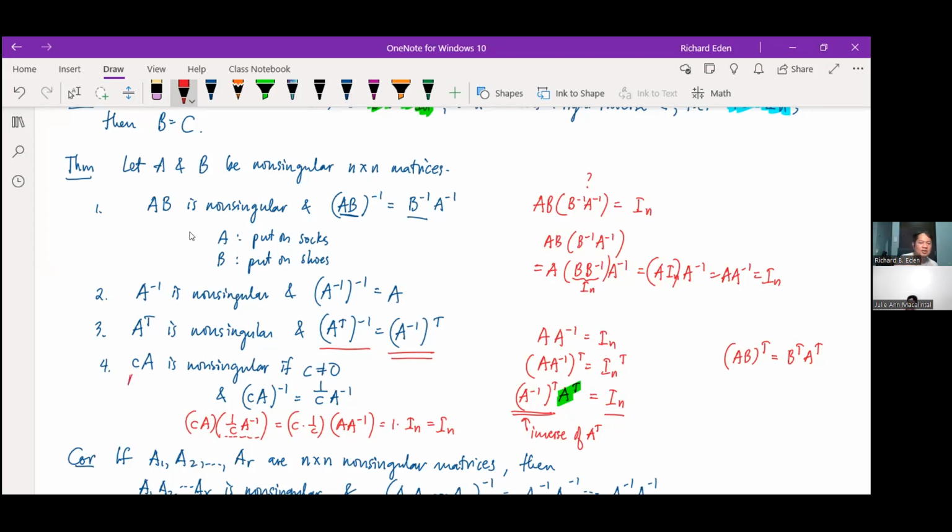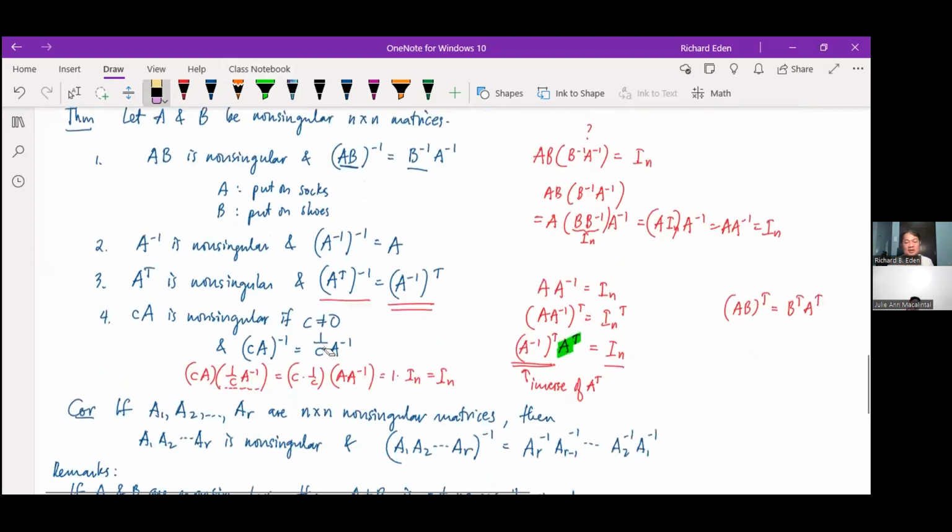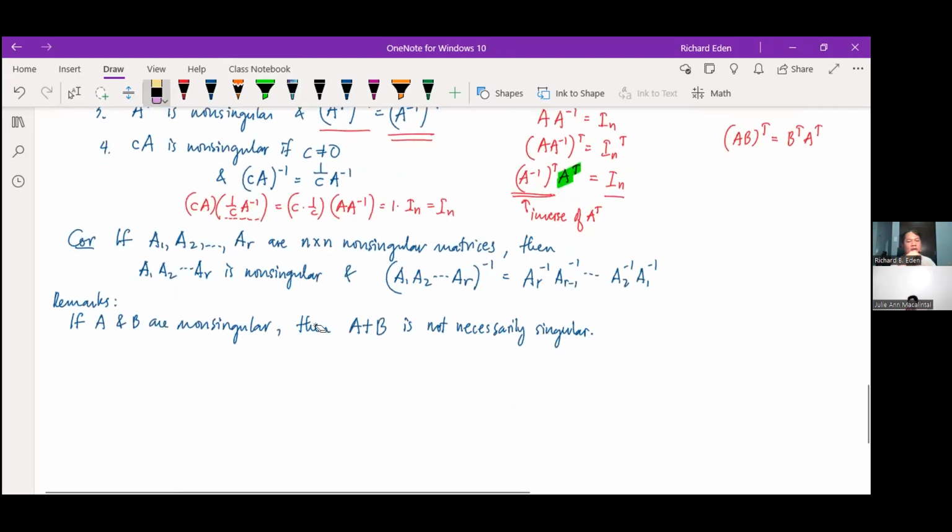What would happen if C was equal to 0? Would the matrix be non-singular or singular? Singular, because it is all zeros. Yeah, because then it would be the zero matrix, and the zero matrix is a singular matrix. Okay.